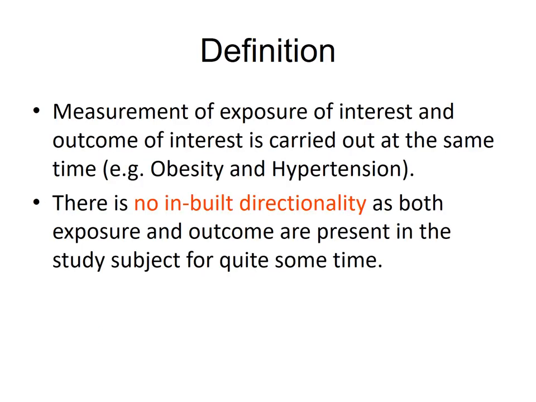So as you can see, the measurement of the exposure of interest and the outcome of interest is carried out at the same time. So we're measuring, for example, the relationship between obesity and hypertension. Obesity is the exposure, hypertension is the outcome. We take measurements at the same time. There is no inbuilt directionality, as both exposure and outcome are present in the study subject for quite some time. So we don't know which occurred first. Is it the exposure or the outcome?